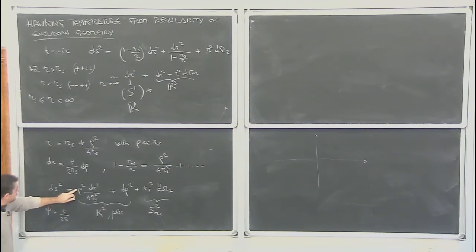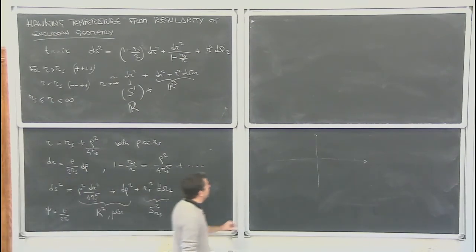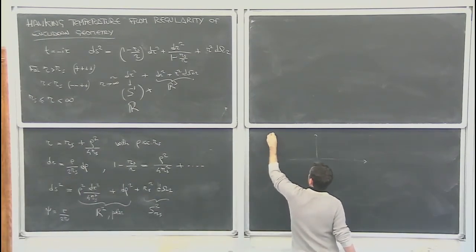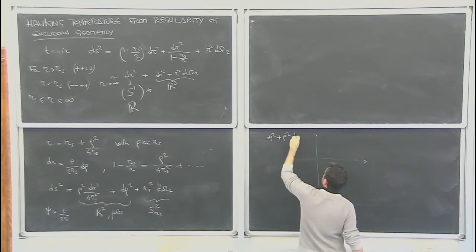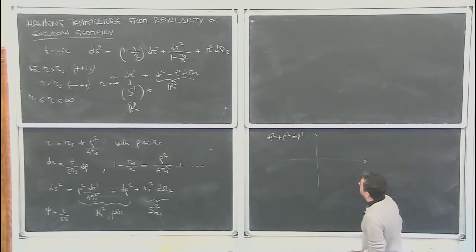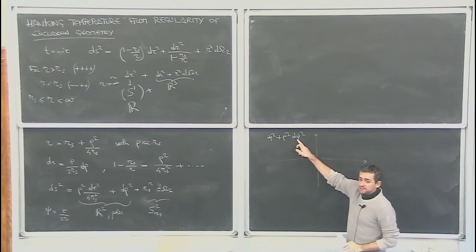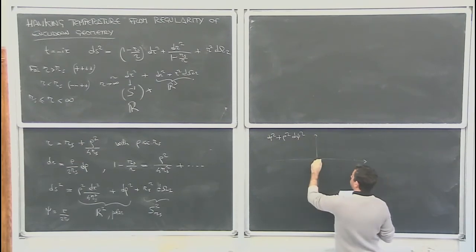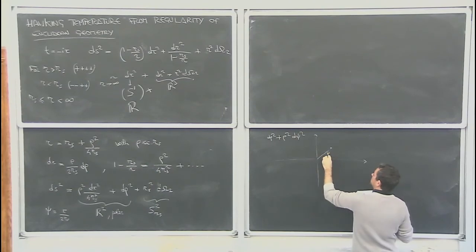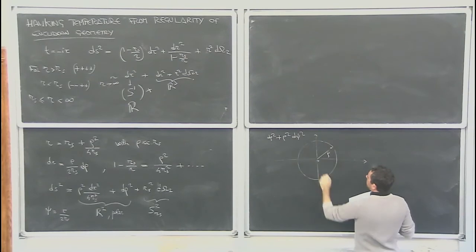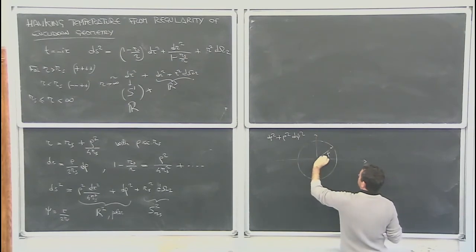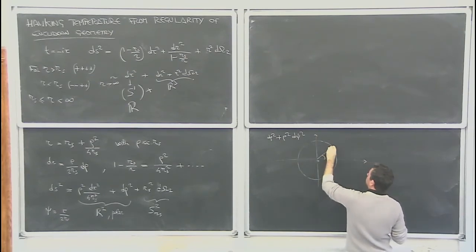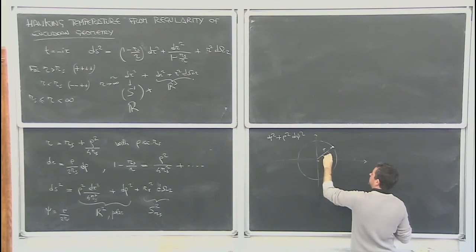So I would have d rho squared plus rho squared d psi squared, which is really the metric. But I need to make sure that psi is identified up to 2 pi, because otherwise I have a singularity. So rho measures the distance from the origin. The angle psi is the angle for any point, this is rho, and this is the angle psi.